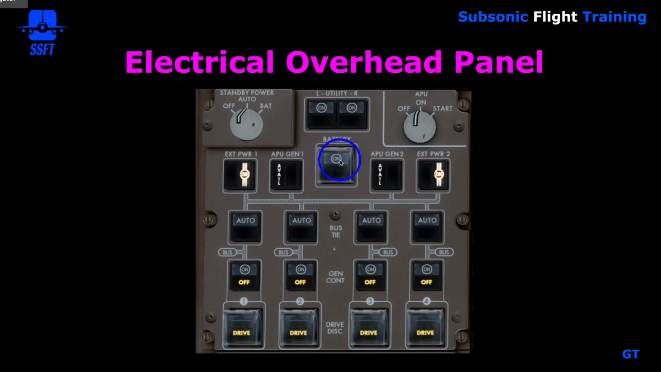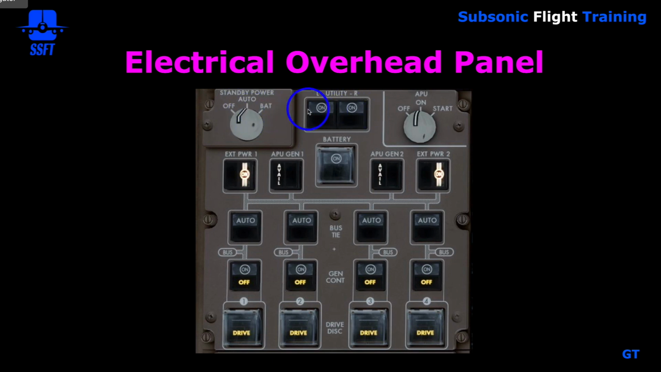The battery switch, when it's on, will allow power to come from the four buses, the two hot battery buses and the two battery buses. There are hot battery buses that, even if the battery is not connected, those items on the hot battery bus are powered automatically. When you turn the switch on, you're not only getting power from the two hot battery buses, but also from the battery buses as well. The standby power selector we talked about: auto, AC3. If AC3 fails, it switches to AC1. If AC1 fails, it switches to the battery automatically.